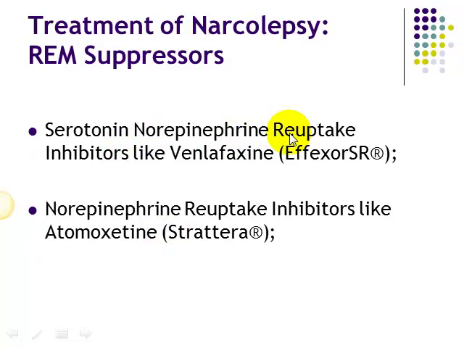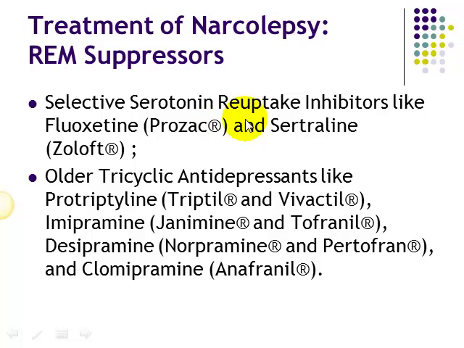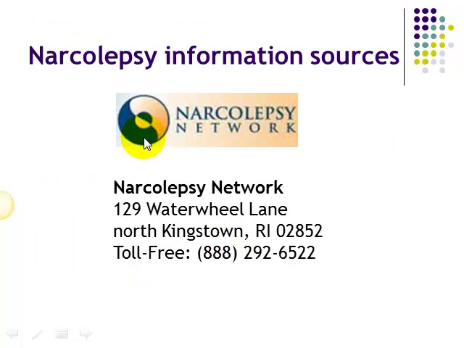Serotonin norepinephrine reuptake inhibitors like Effexor are used, and norepinephrine reuptake inhibitors like Strattera or atomoxetine are used as well to suppress your REM. Selective serotonin reuptake inhibitors like the commonly used antidepressants Prozac or Zoloft are used as well. And older tricyclic antidepressants like protriptyline, imipramine, desipramine, and clomipramine are used as well to suppress REM. We recommend our patients to get more information about narcolepsy from Narcolepsy Network.